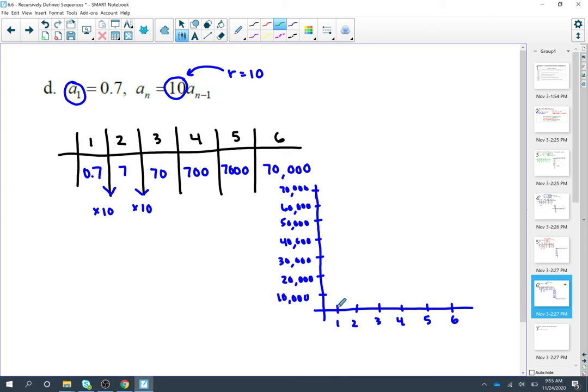Okay, so at 1, we are tiny. Like, I don't even know if that fits on the graph. 2, we are still tiny. 3, we're at 70, which compared to 10,000 is tiny. 4, we're at 700. 5, we're at 7,000, which is kind of getting near that 10,000. And then 6, we're at 70,000. Oh my heaven. That's a lot. So once again, exponential, because that exponential growth is just going to take off.